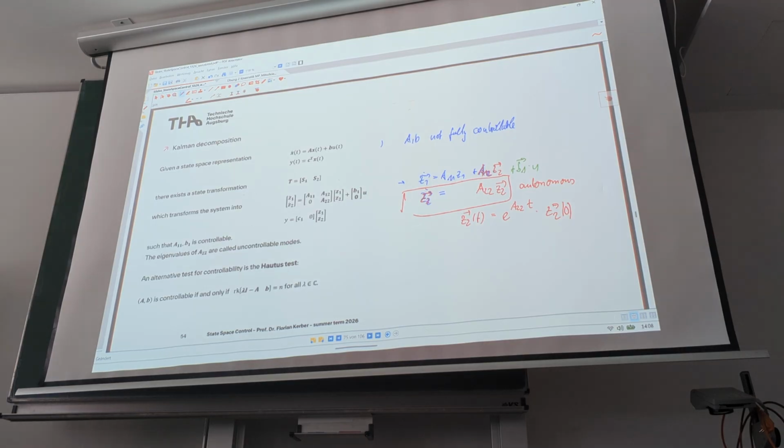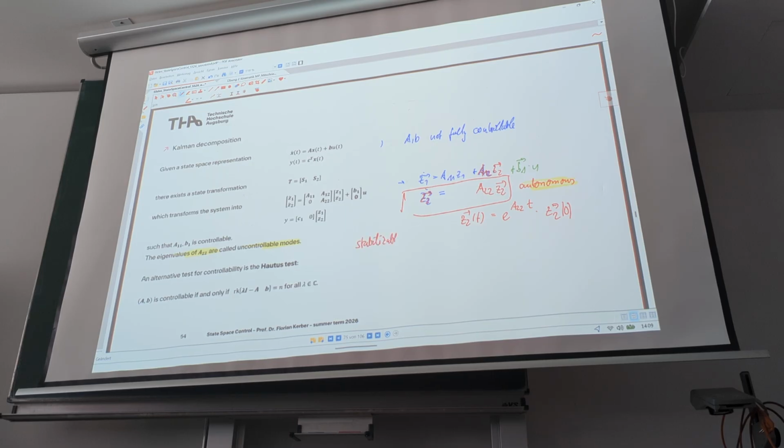These dynamics can be asymptotically stable, which means that the eigenvalues of A22 all lie in the left half plane. However, if there is one eigenvalue which is in the right half plane, then we have what we call uncontrollable and unstable modes. They cannot be stabilized by the system. Okay? Since this part is autonomous, the eigenvalues are basically the uncontrollable modes of the system corresponding to Z2, and there is the concept of stabilizability.